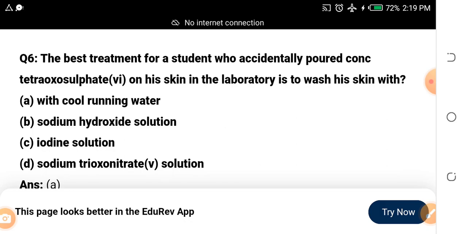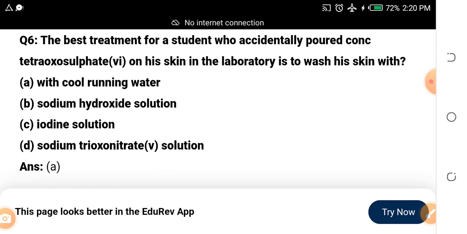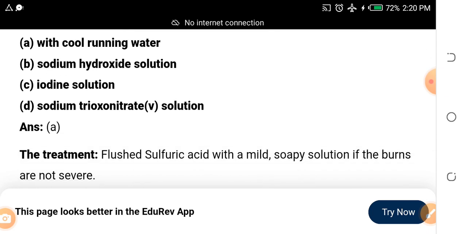He should wash his body with: A, cool running water; B, sodium hydroxide solution; C, iodine solution; D, sodium trioxonitrate(V) solution. The answer is he should wash his body with cool running water.